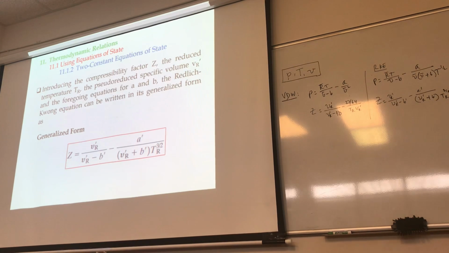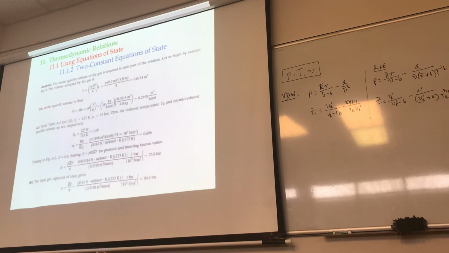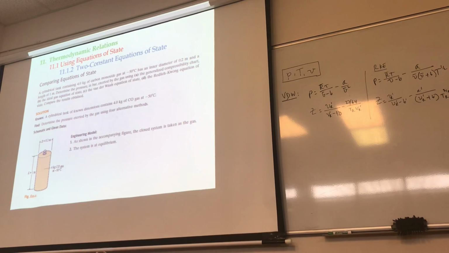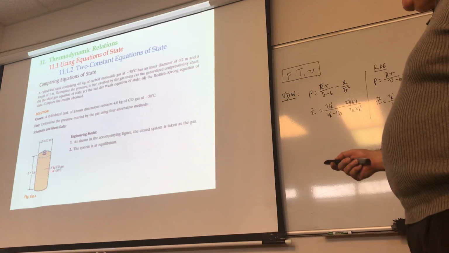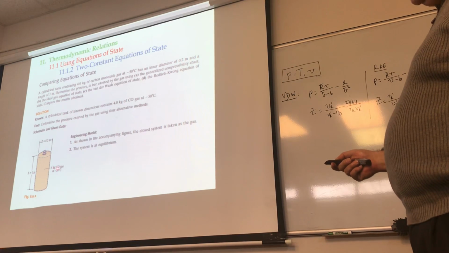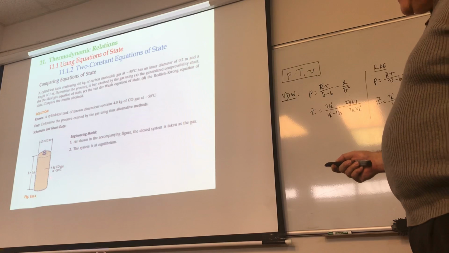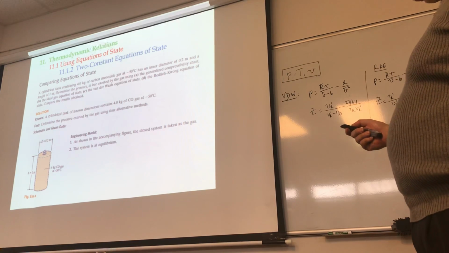Now this example will help finalize the understanding of it. Let's take a look at this. Imagine you have a cylindrical container, okay? It contains 4 kilograms of carbon monoxide at a temperature of minus 50 degrees.